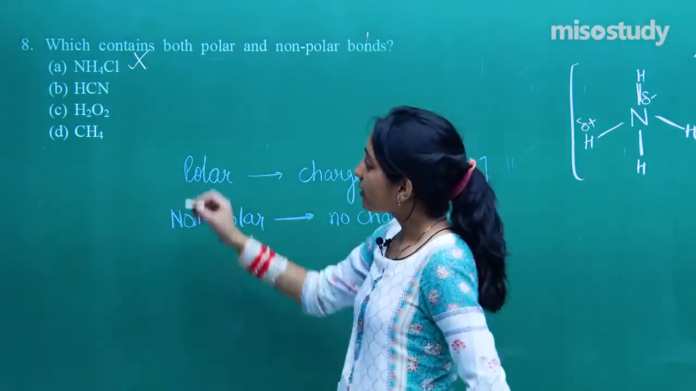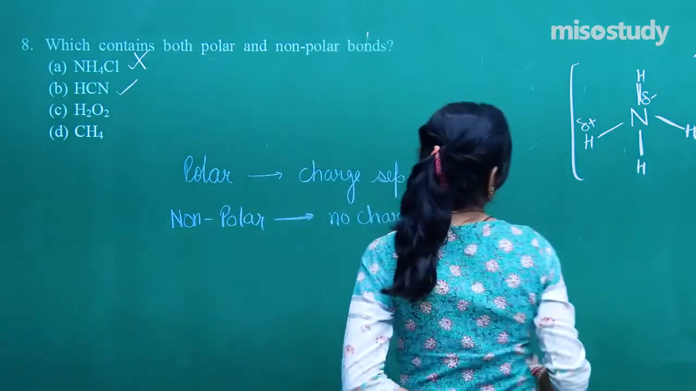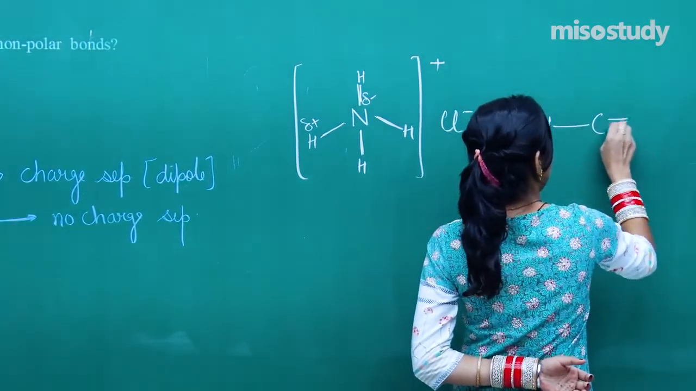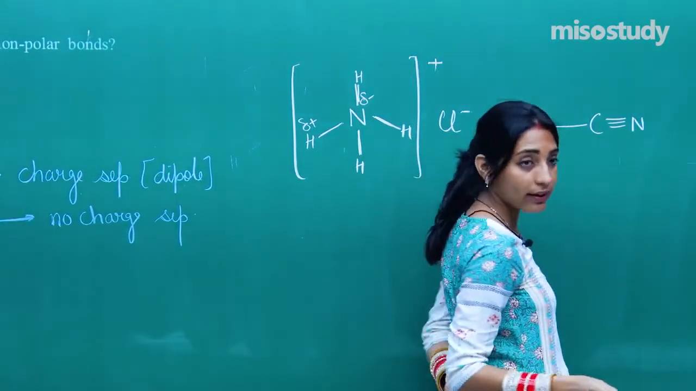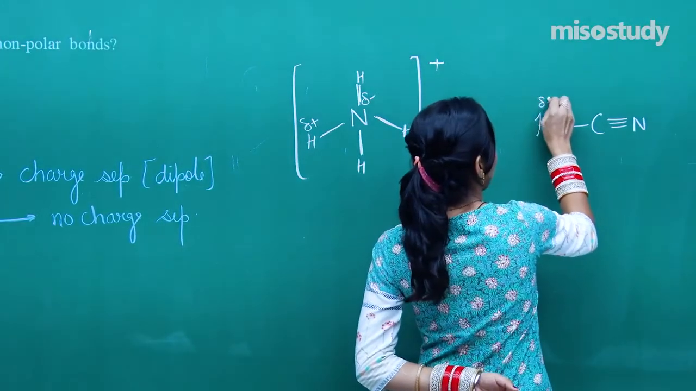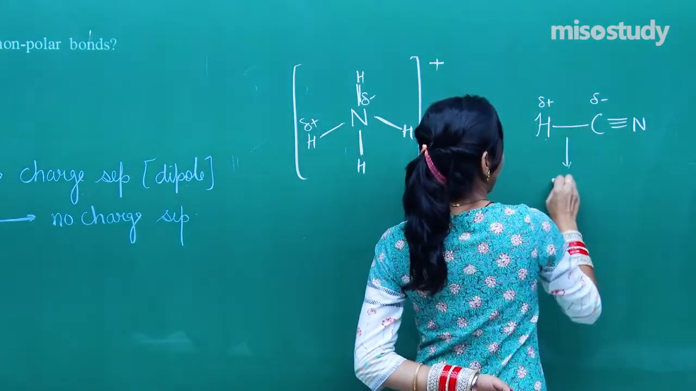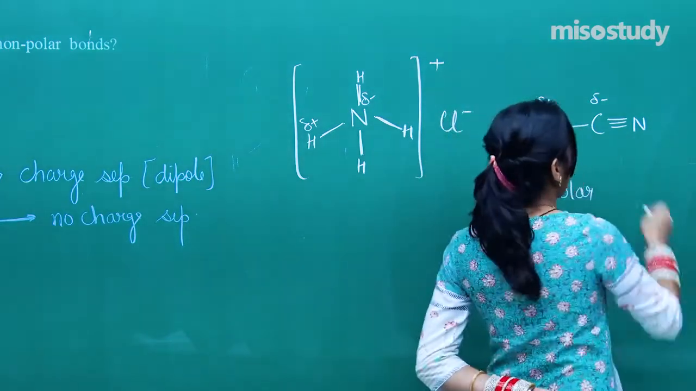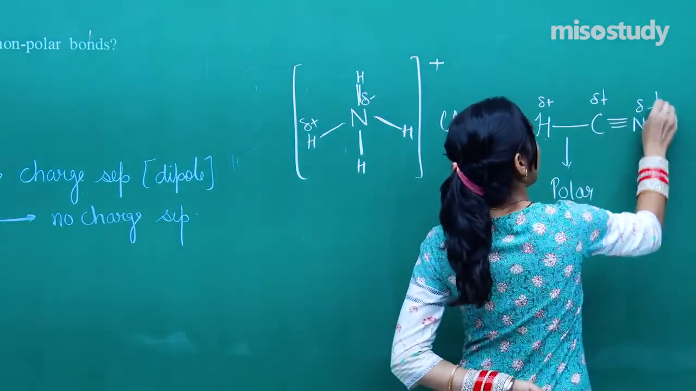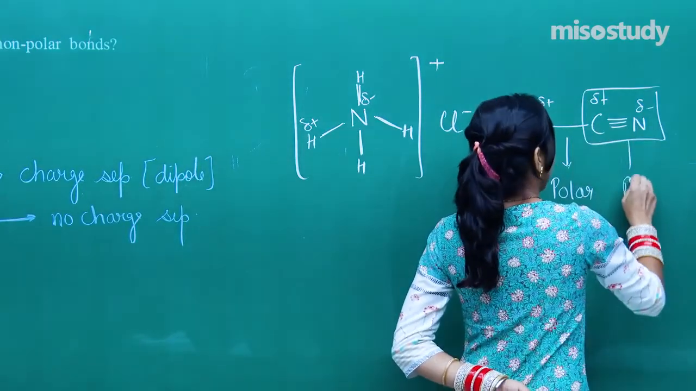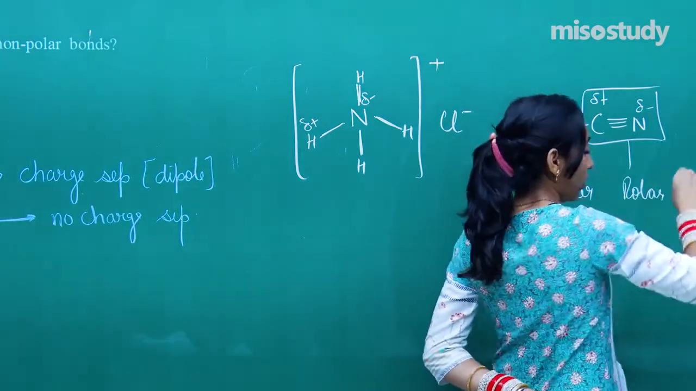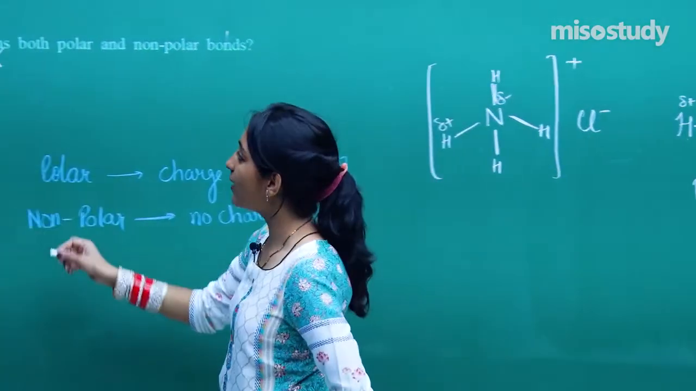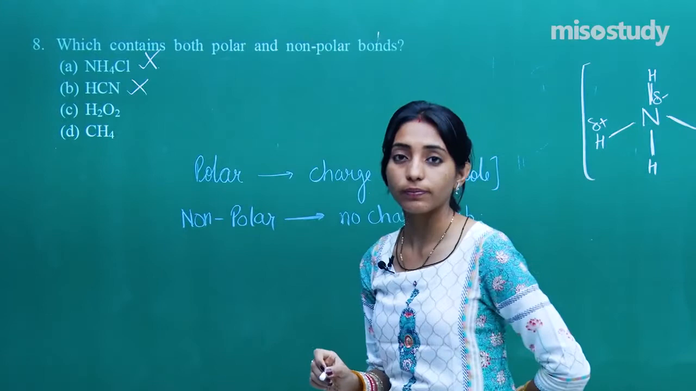Now, let us consider the option HCN. So try to draw H-C triple bond N. Hydrogen is delta plus, carbon is delta minus. So this particular bond is polar. Now in the case of C and N, carbon will now become delta plus and nitrogen will become delta minus. So this is also polar. Both the bonds that are present are polar. That means again this is not the option.